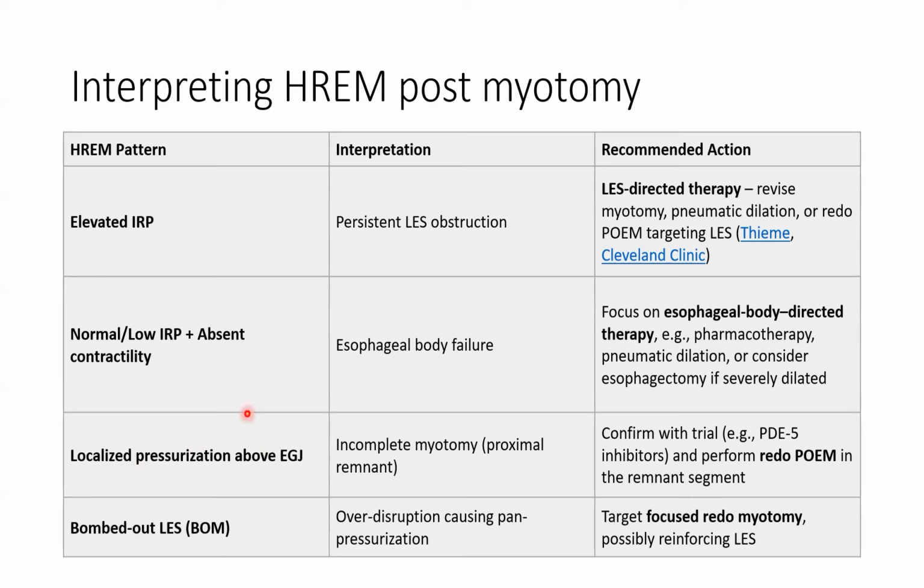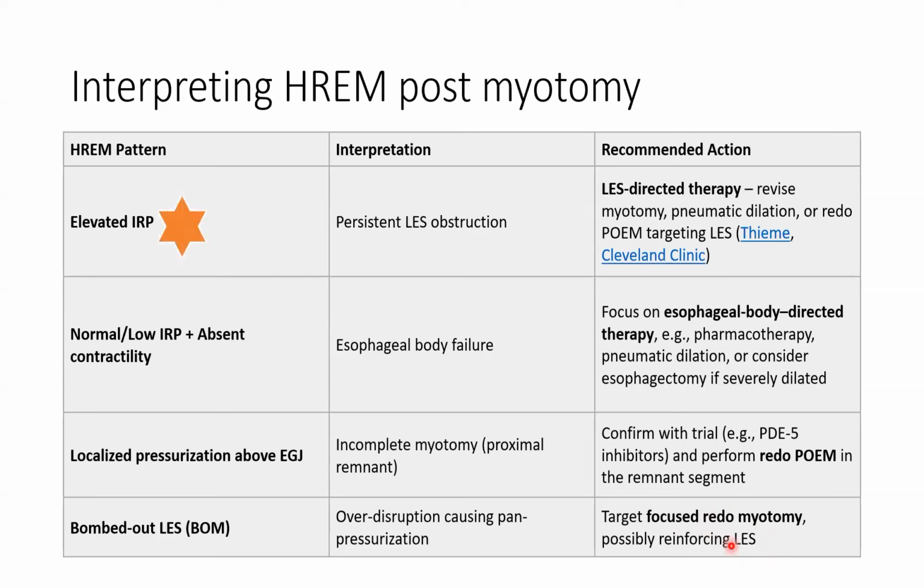If you localize a perforation above the EGJ, it's possibly a proximal remnant. It's more common in type 3 achalasia, which I'll show you some cases of, to confirm the trial of pharmacological intervention and possibly perform a redo POEM in the remnant segment. Wound out LES or blowout myotomy is something which is really a problem. It's more common with lap pellets, less common with achalasia, but happens in type 3 or type 2. It basically is, there is some amount of LES fiber still remaining, which is causing pressure just above the LES, and that causes an over disruption and a blowout. So in these patients, sometimes also you have to do a redo myotomy.